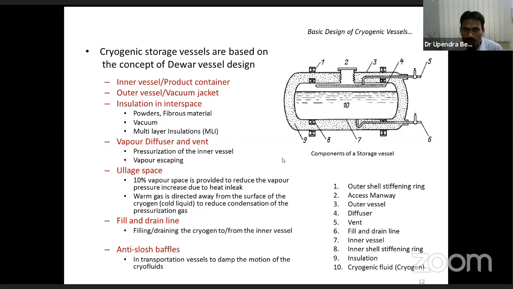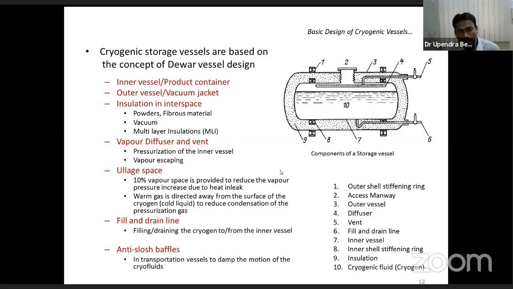liquid cryogen. So you need special drain and fill lines because you want to fill the inner container with cryogens, and whenever you need, you also have to extract. So this is the fill and drain line that is a part of these cryogen systems, and then anti-slosh baffles are used for transportation vehicles. Apart from that, you can see there is a stiffening ring which supports the container. And the inner container is supported in the outer container.